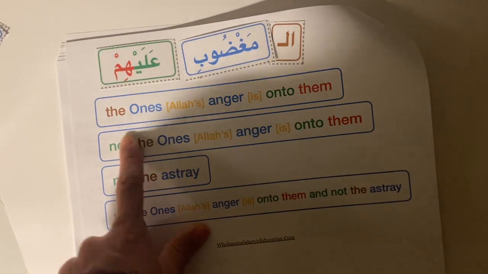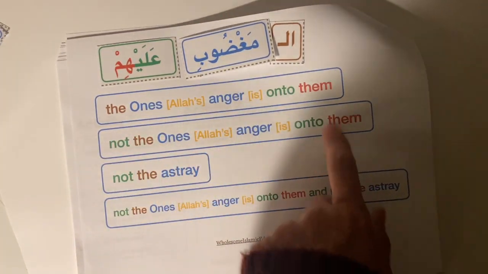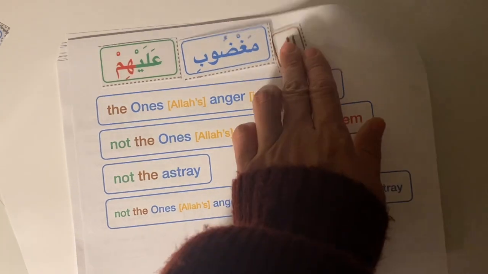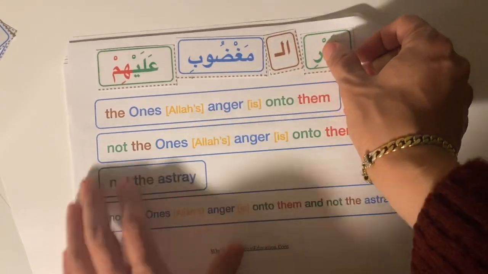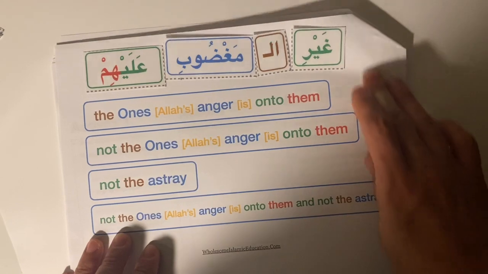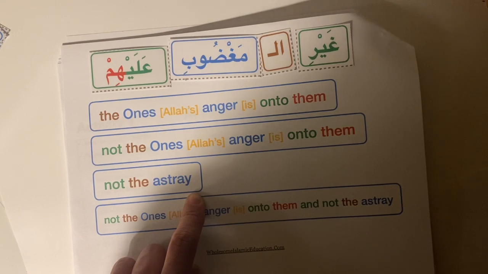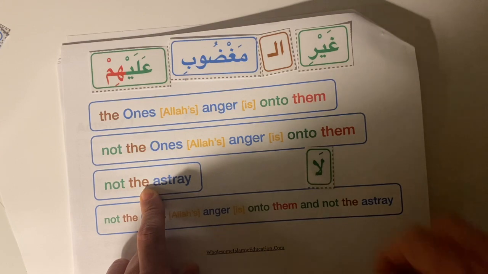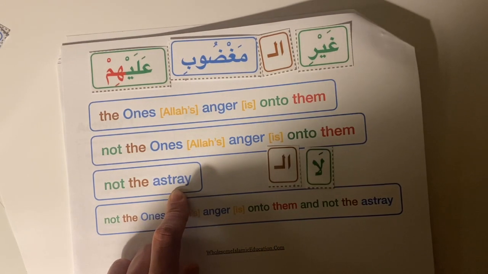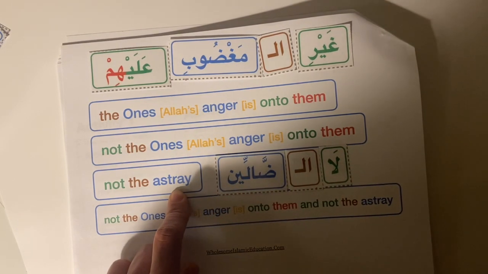If you want to add not at the beginning, instead of saying the ones Allah's anger is onto them, you want to say not the ones Allah's anger is onto them. So you can say غير over here. It actually means not, and it also means other than. Okay? غير المغضوب عليهم. Then not, the astray. And another word for not is la. And then the is el. Then astray or misguided, ضالين, those who don't know any better. Nice people, good people, they're just not on the right path.